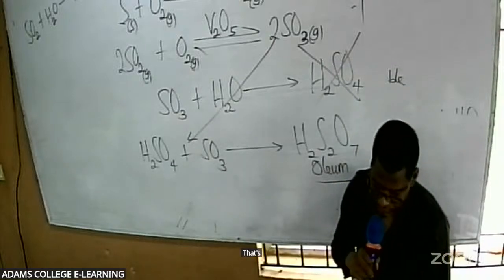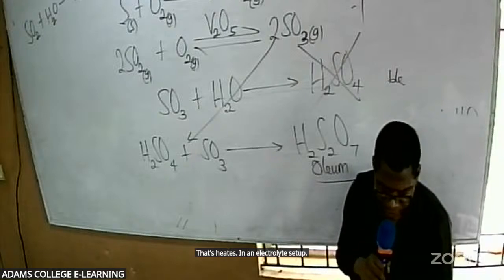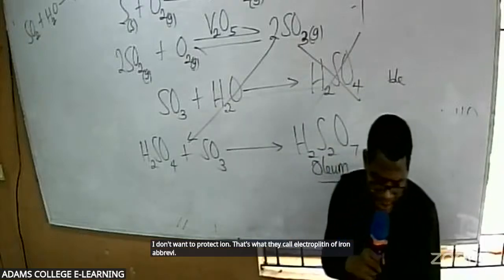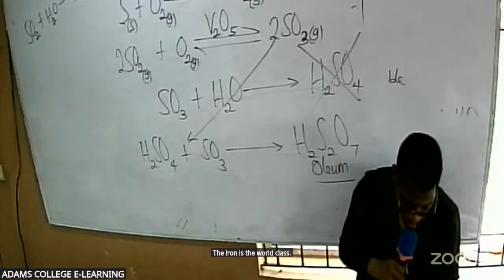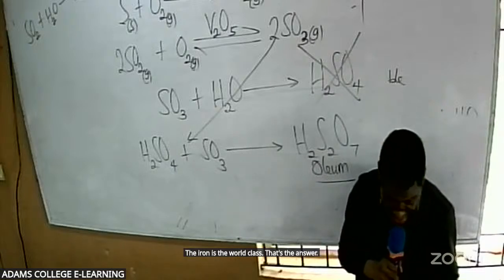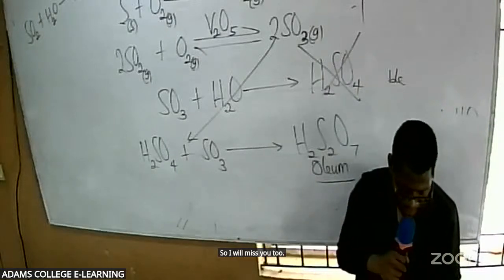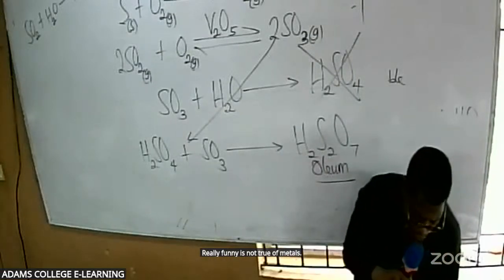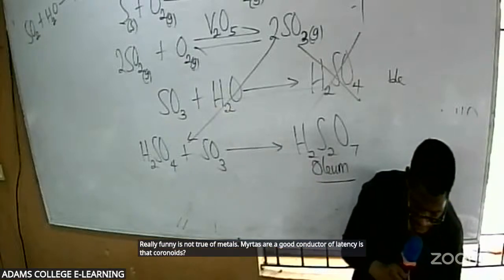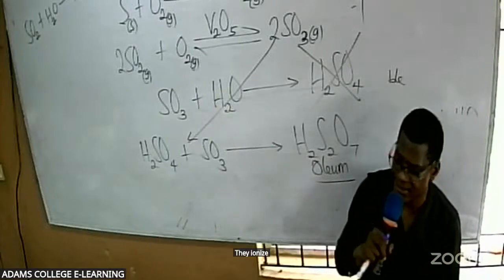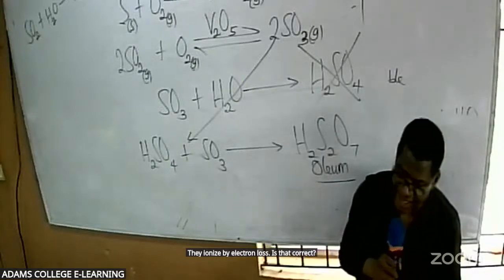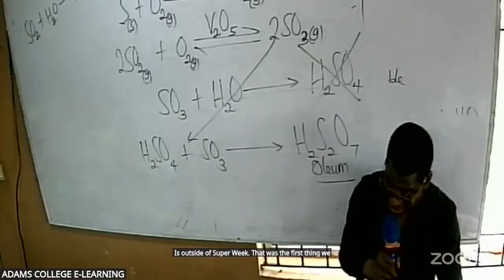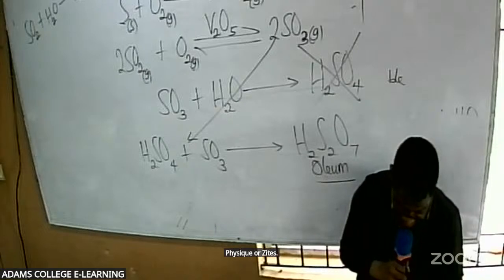Question 38. In an electronic setup to protect iron, that's what they call electroplating of iron. The iron is the what? Cathode. That's the answer. So people miss it too. Cathode. 39. Which of the following is not true of metals? Metals are good conductors of electricity. Is that correct? They ionize by electron loss. Is that correct? The oxide, look at that. Is the oxide acidic? That was the first thing we wrote today. Basic oxides.